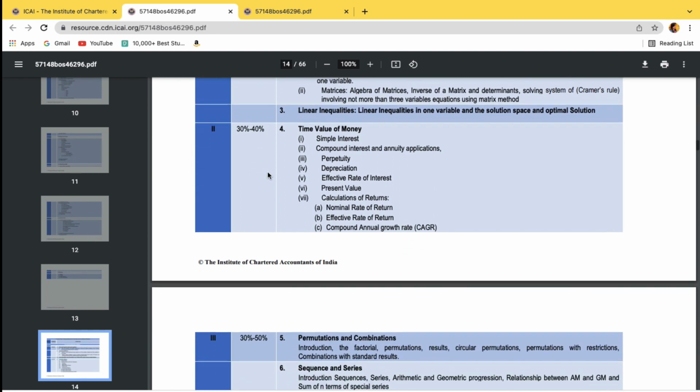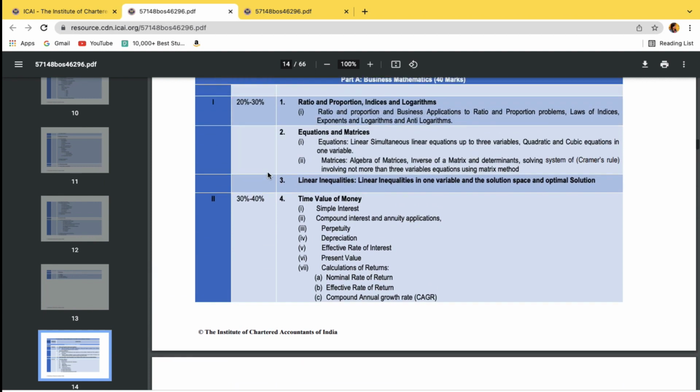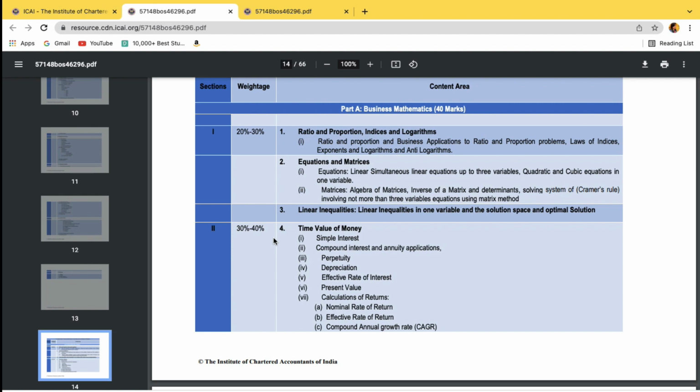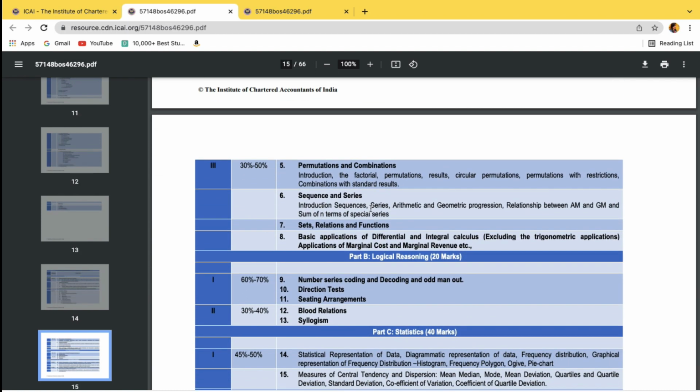Make a formula copy, write all the formulas there. It will fetch you around 30 to 40% marks, which is huge. Okay. Then permutation, combination, sequence and series, sets, relation. Yeah, differential and integral is a bit tricky. If you did not have maths in your class 11 and 12, you need to study nicely for that.